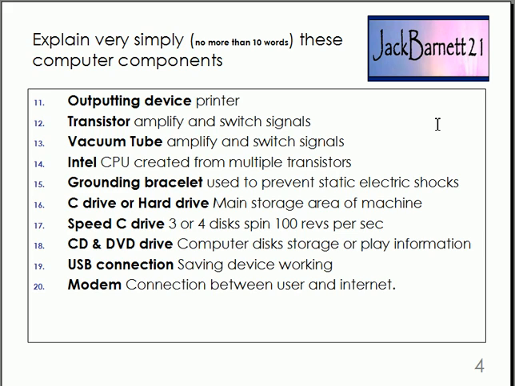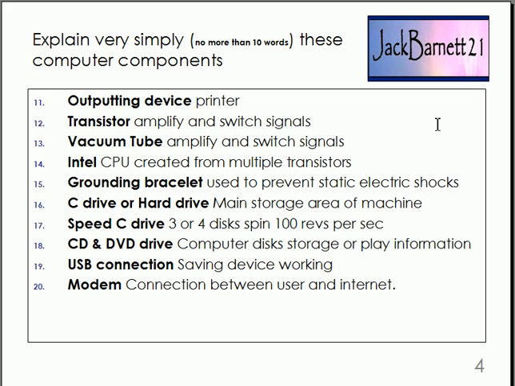Then it mentioned transistors. These amplify and switch signals. The vacuum tube. There were 15,000 vacuum tubes on the ENIAC computer, but they say these amplify and switch signals. Intel, the CPU created from multiple transistors, was manufactured by Intel. The grounding bracelet was used to prevent static electricity shocks.